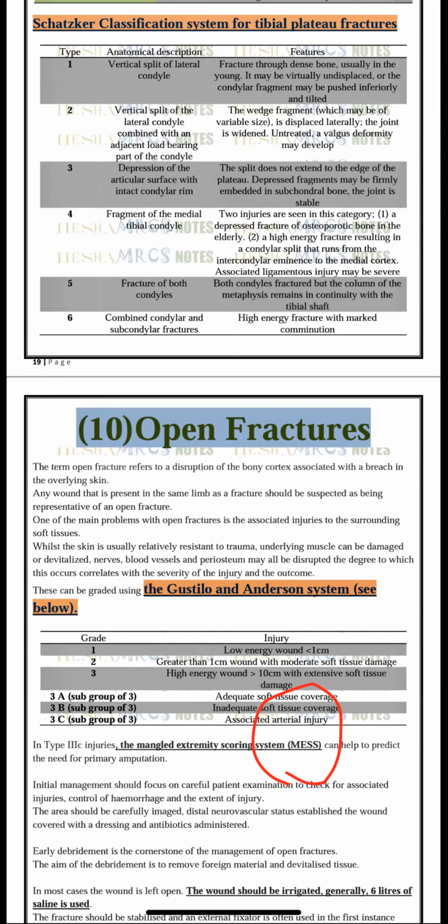We have 2 to 6 related to open fracture. Lavage of the area which is fractured with a copious amount of saline, 6 liters, and you will have 6 hours to repair the vascular injury. This is all you should know about open fracture.